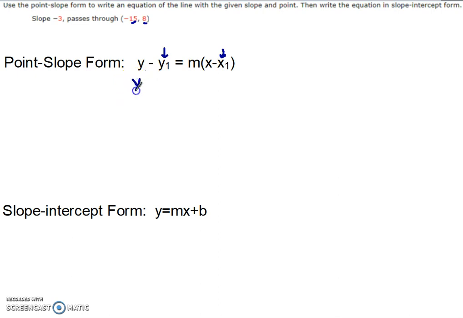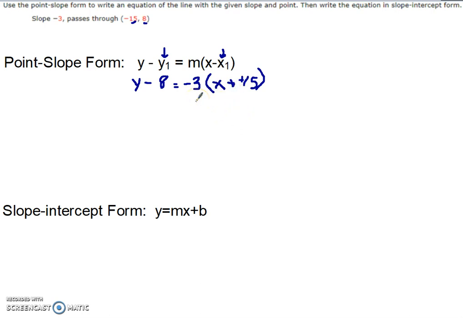So it says y minus y1. Now y1 is 8. Remember, this is your x, that's your y. So this is y minus 8 equals m, that's your slope of -3. And then x minus x1, so minus a -15. So again, pay attention to that part because that actually means plus 15. Okay, so the formula says x minus x1, but x1 is -15. So again, this is going to end up being x plus 15.